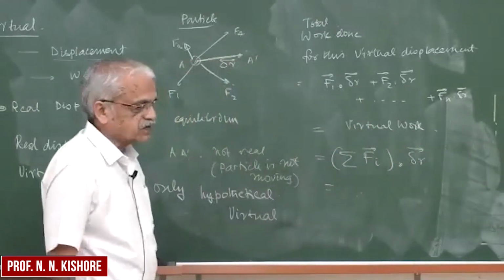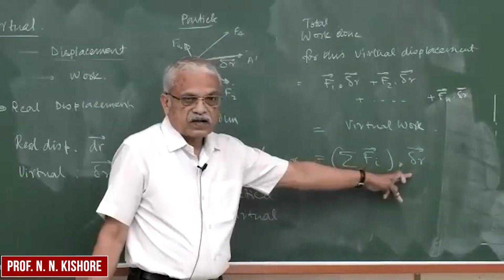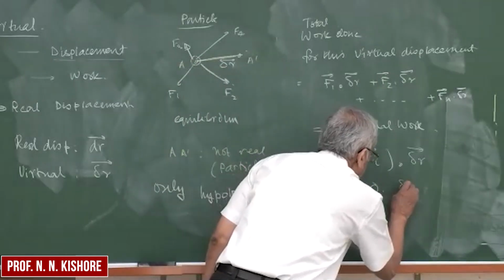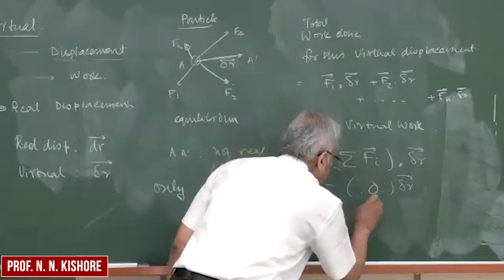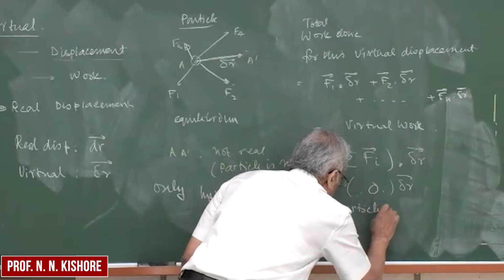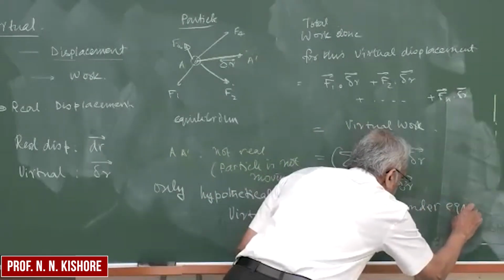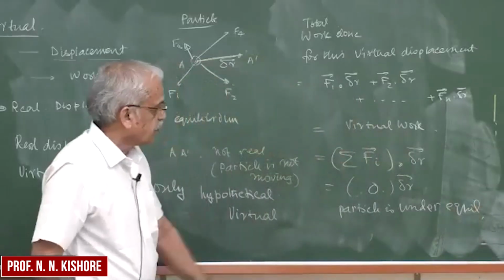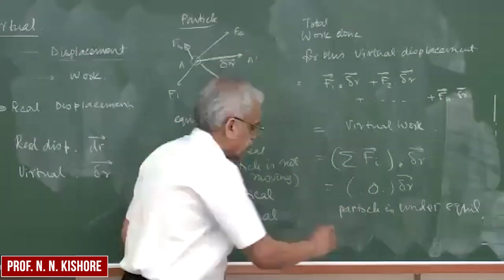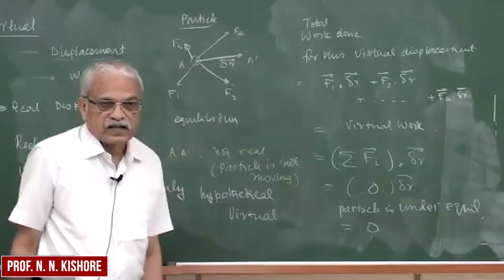So this is a very interesting, very simple formula. So I have sigma Fi times delta R. I took delta R out. So this is equal to 0. This is because of equilibrium. The particle is under equilibrium. So that is why sigma F is 0. So that means that the total work done is 0. It looks very simple.